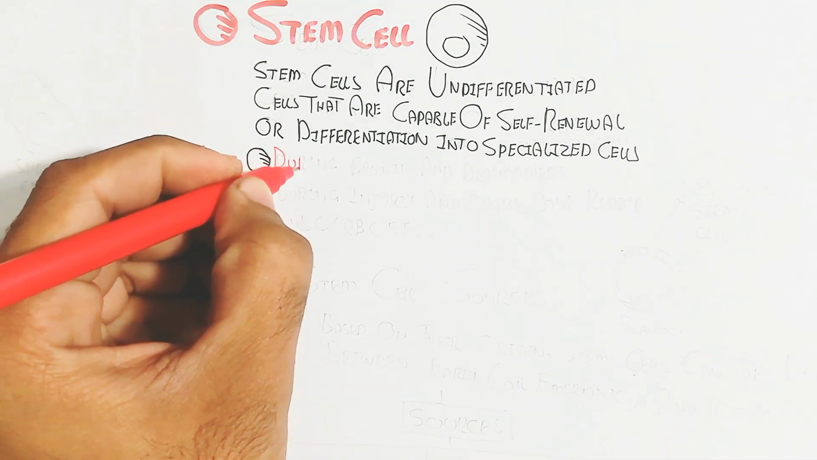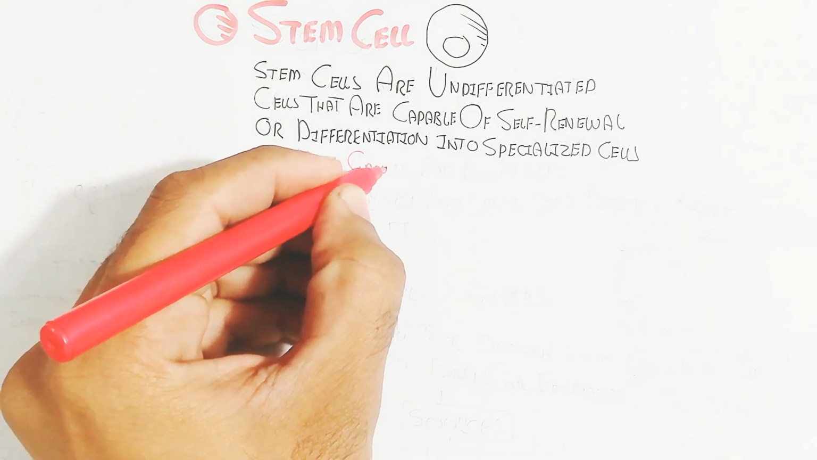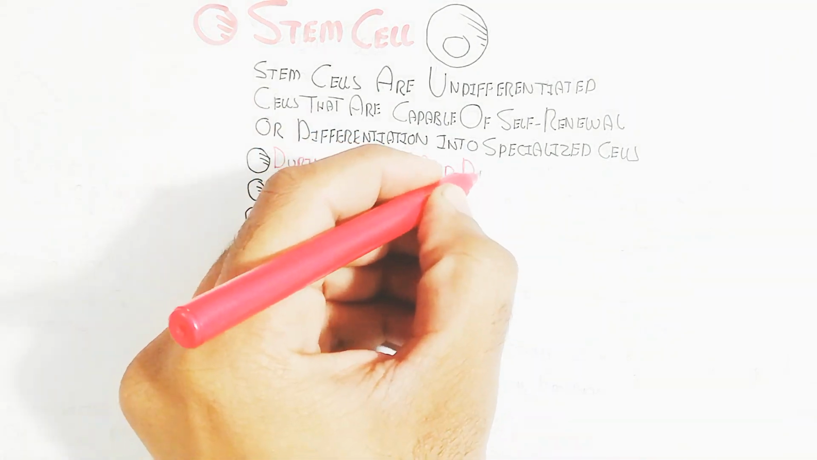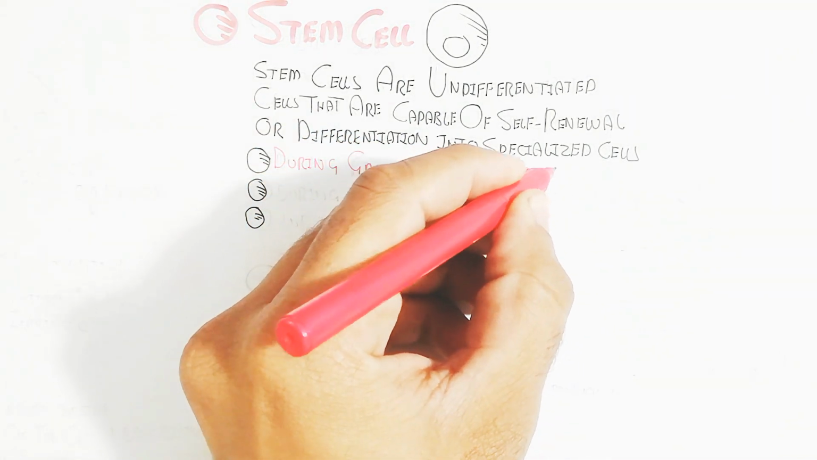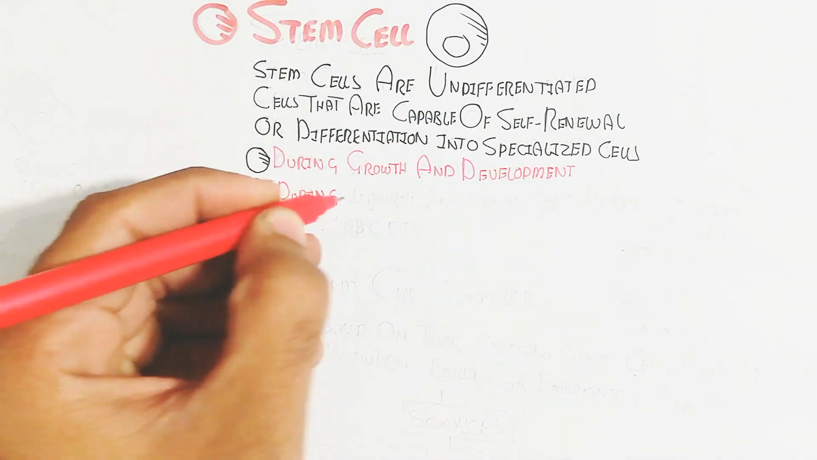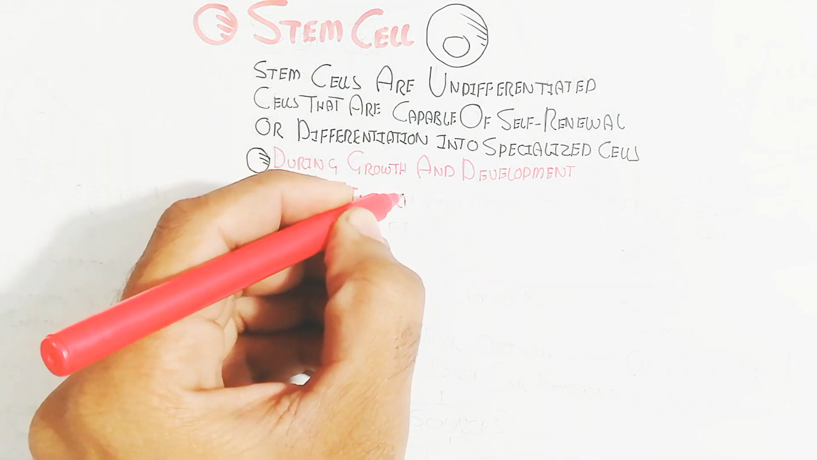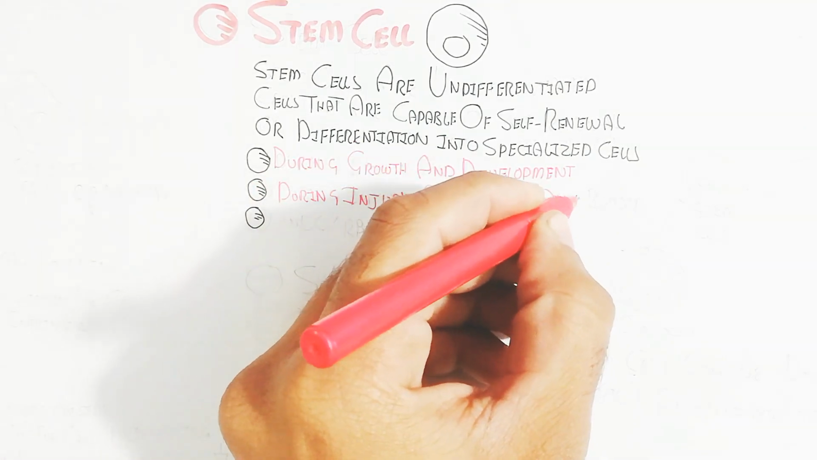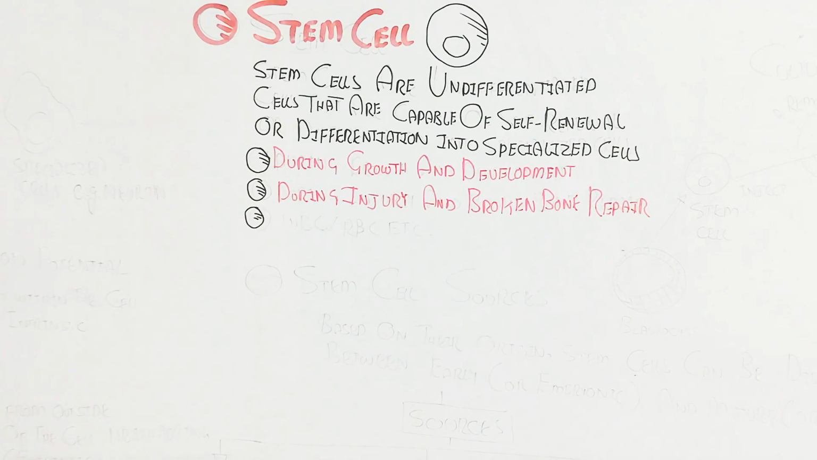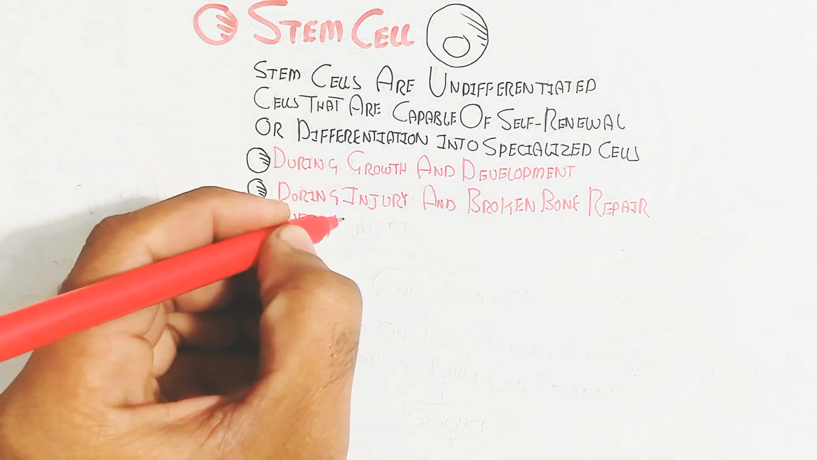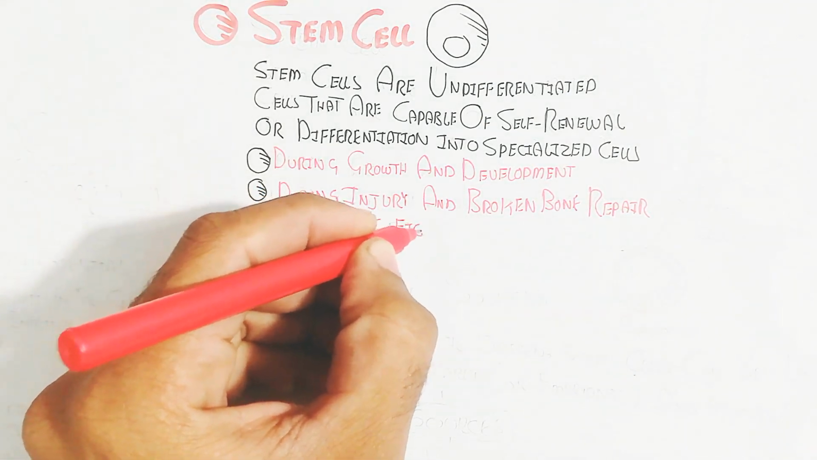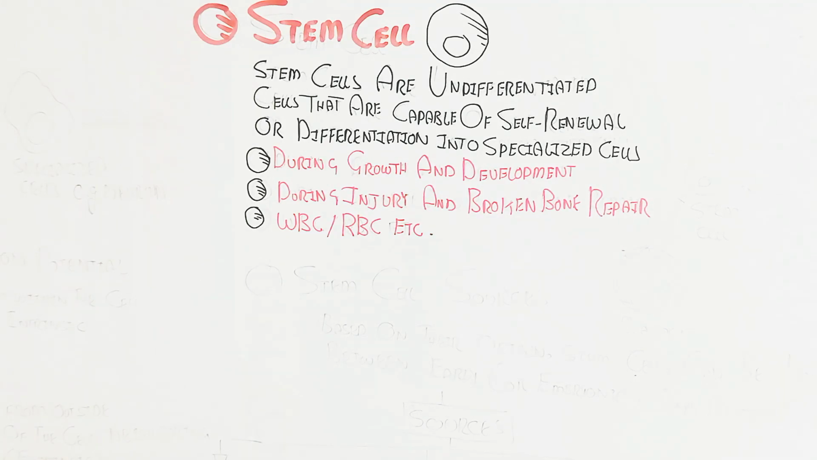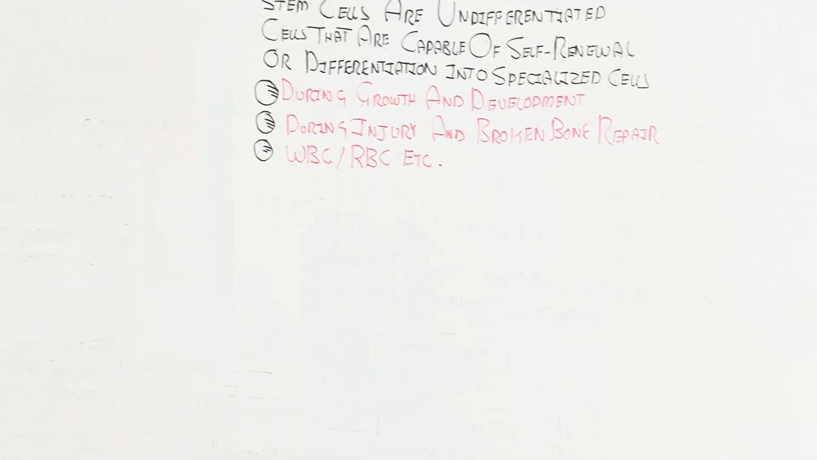During growth and development, the stem cell is involved in producing special types of cells like the blastocyst. Blastocyst will convert into the gastrula, neurula, and then go on to organogenesis. During injury and broken bone repair, WBC, RBC, and platelets are also produced from the stem cell in the bone marrow.